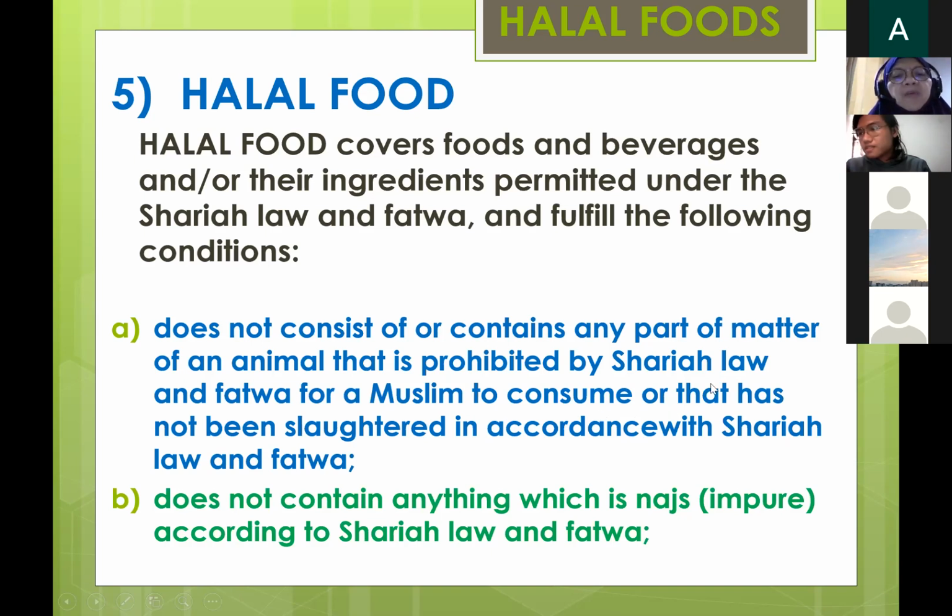But is it all animals? Not all types of animals. There are certain animals grouped under halal animals that you can slaughter according to Sharia. If you slaughter not according to Sharia, the meat from that animal is also not halal. So it's very important: it does not contain an animal that is prohibited by Sharia law and fatwa, and it has been slaughtered according to Sharia law and fatwa.